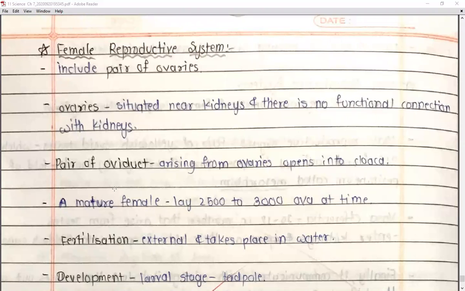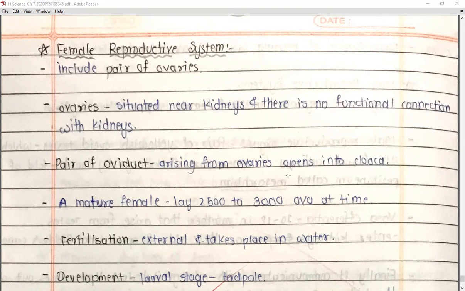Right now, there will be the presence of an oviduct. Again, this oviduct will be present in a pair, and this pair of oviducts arise from the ovaries and open into the cloaca region. So directly the oviducts, which arise from the ovaries, are opening into the cloaca region.